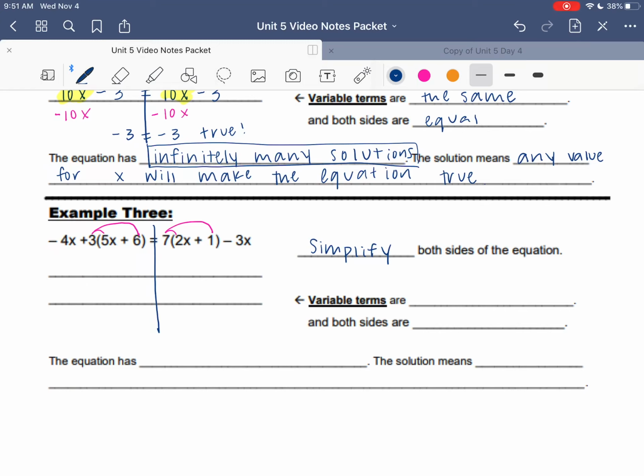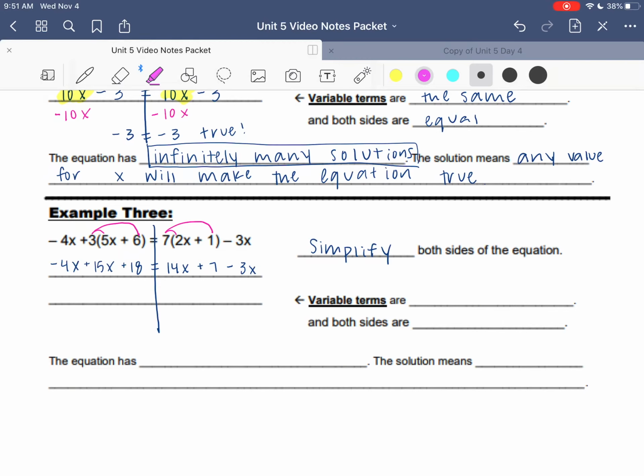Which means when I distribute that, on the left side, I've got negative 4x, 3 times 5 is 15x, and 3 times 6 is 18. 7 times 2x is 14x. 7 times 1 is 7. Still have that minus 3x. And now, still not as neat as I would like, so I'm going to continue to clean up and combine like terms where I can.